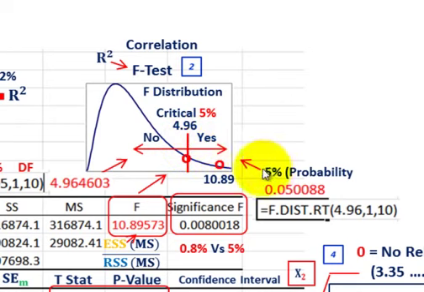And then you can see the 5% would have been sitting here. We're sitting way out here, way less. This is 5%, and then it gets lesser and lesser. And when we get to this 10.89, this is where we're talking about that 0.8%. Okay, so that's our F test. We passed our F test here. You get an idea what it is.